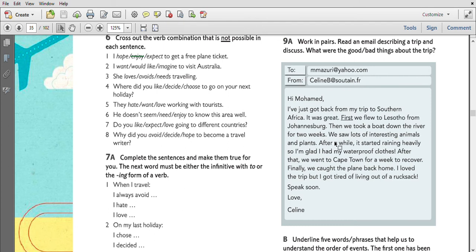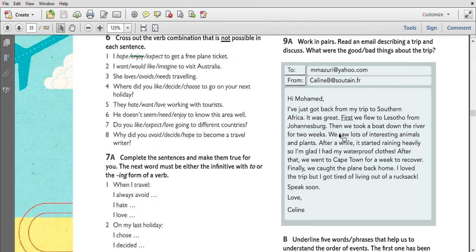After a while, it started raining heavily, so I'm glad I had my waterproof clothes. After that, we went to Cape Town for a week to recover. Finally, we caught the plane back home. I loved the trip, but I got tired of living out of a rucksack. Speak soon, love, Celine. So, what good things were in this traveling? Good things were that they took a boat down the river for 2 weeks.